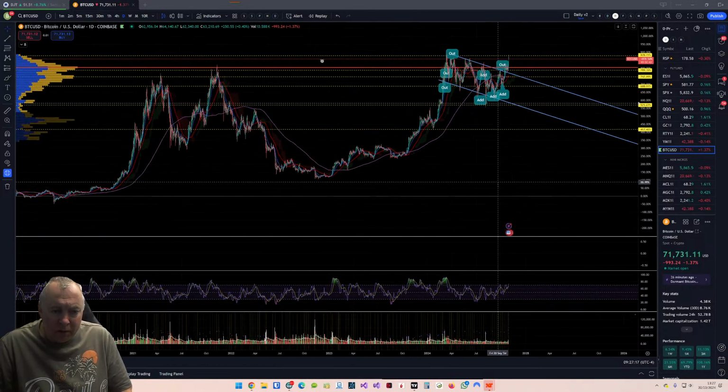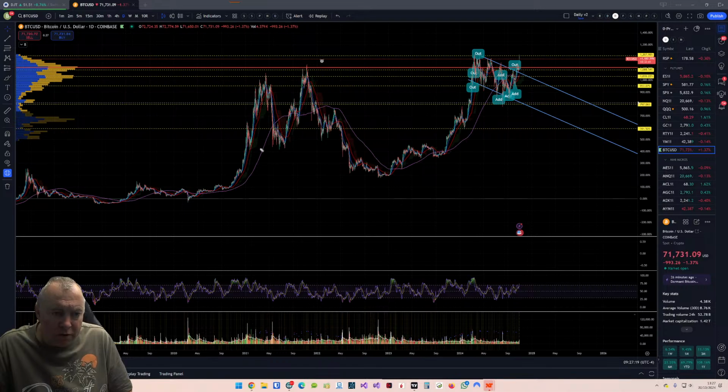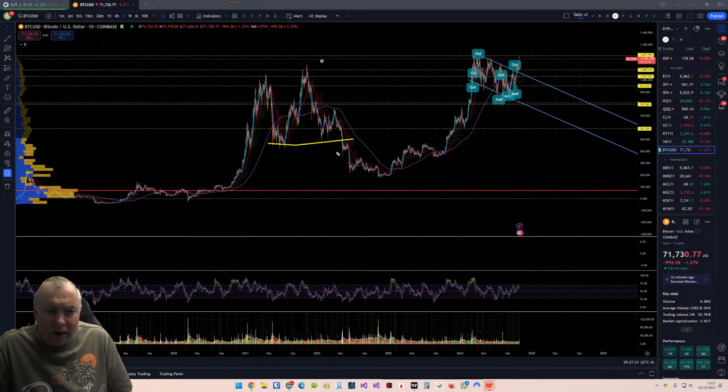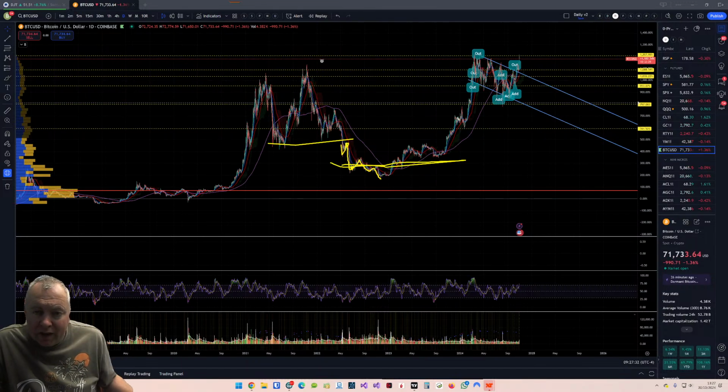I've been buying in when we broke down below here and it came and retested that region. I started buying in then, and my average price was around about here, and then I've been getting out, as you can see.